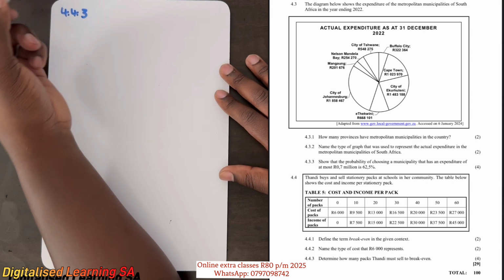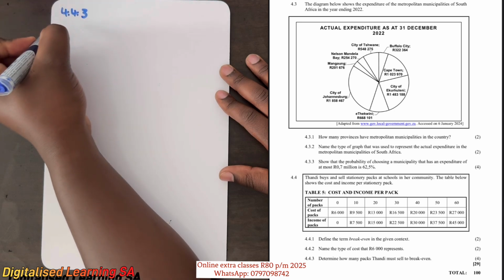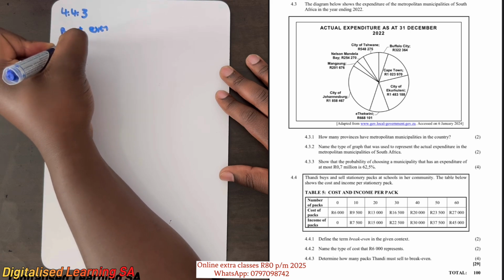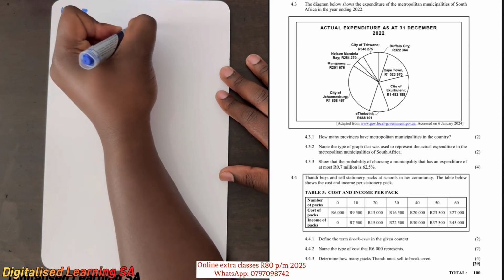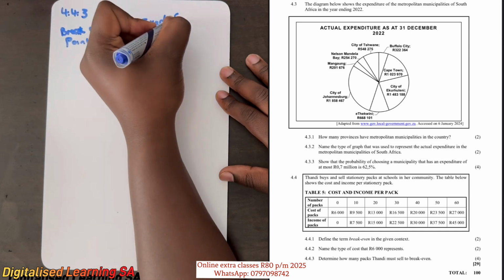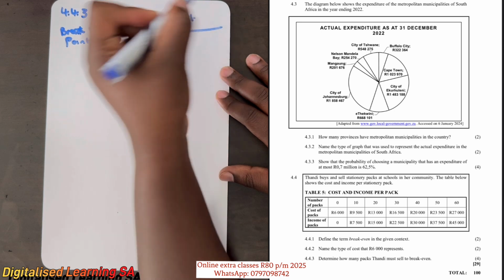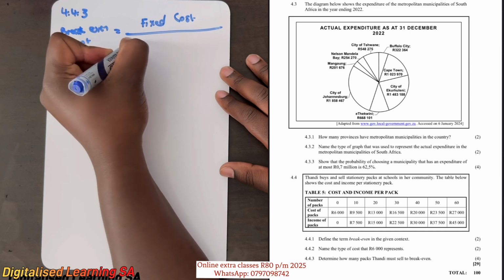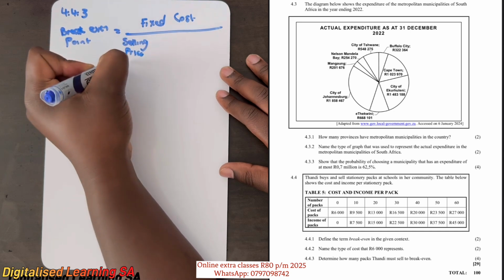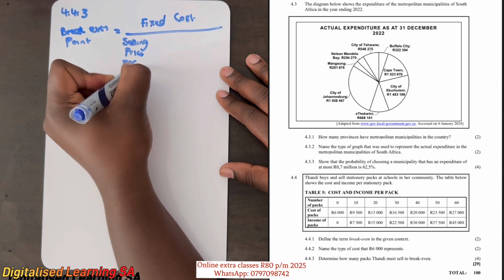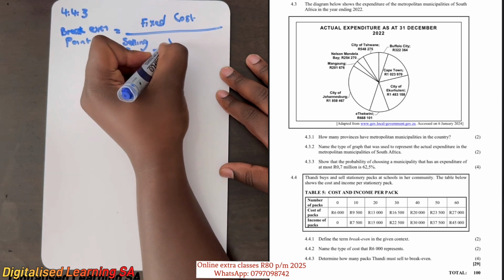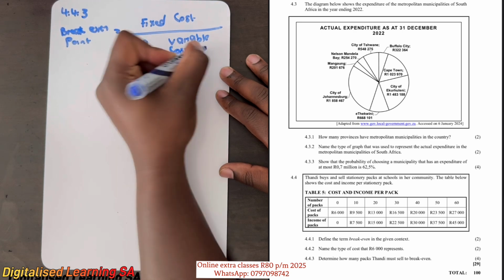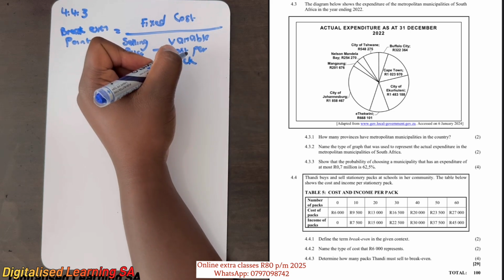So now let's calculate our break-even point. The break-even point is equal to the fixed cost divided by the selling price per pack minus the variable cost per pack, and the unit here we are referring to is packs.